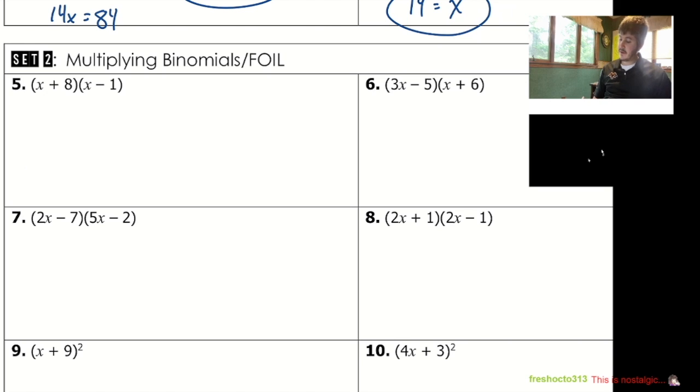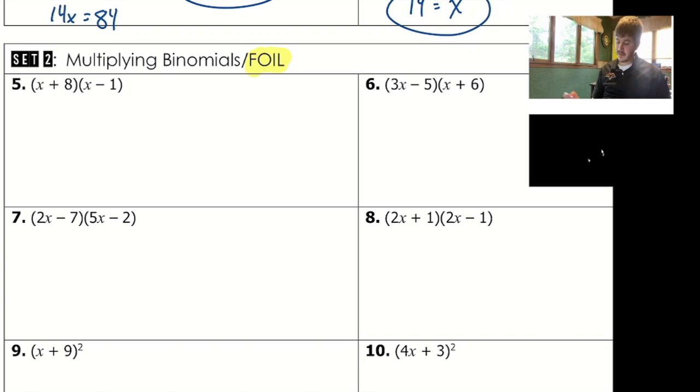Now, I know last year, for all of you who had Mrs. Keener, that she does not refer to this as foiling, and I do. I think you guys just call it the box method. I call it FOIL. Just know they're the same exact thing. It is pretty universally known as foiling. If you go to another school and you ask a student to FOIL this, they'll probably know what you mean.